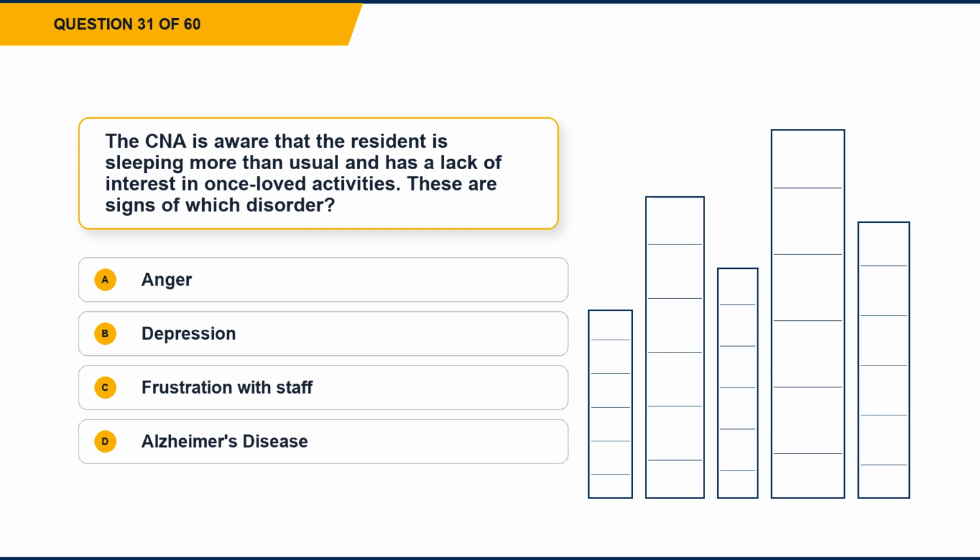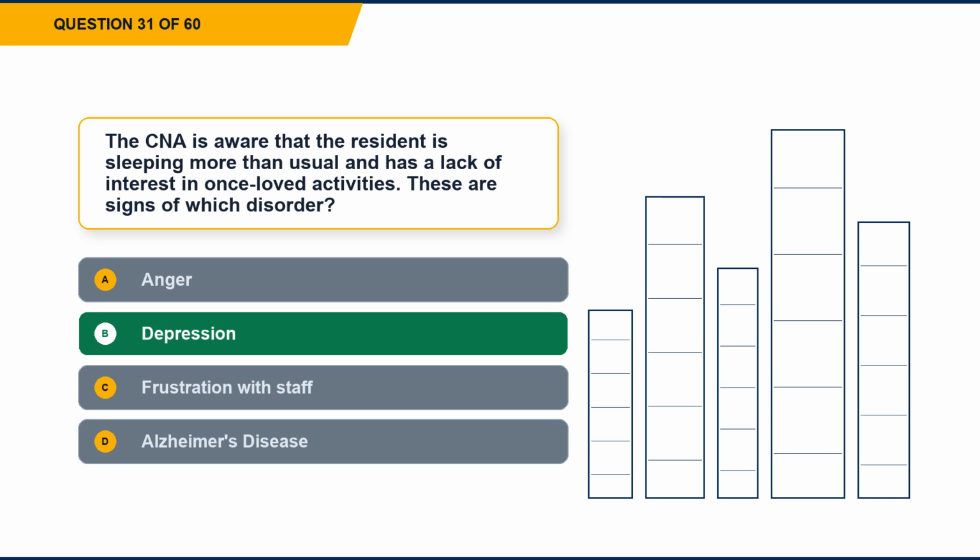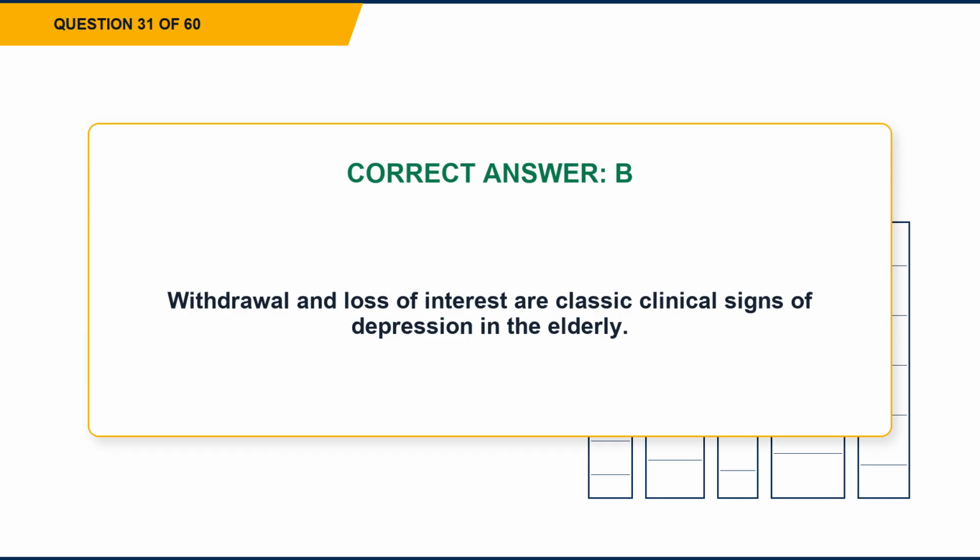Question 31. The CNA is aware that the resident is sleeping more than usual and has a lack of interest in once loved activities. These are signs of which disorder? Option A, anger. Option B, depression. Option C, frustration with staff. Option D, Alzheimer's disease. The correct answer is option B, depression. Explanation: withdrawal and loss of interest are classic clinical signs of depression in the elderly.